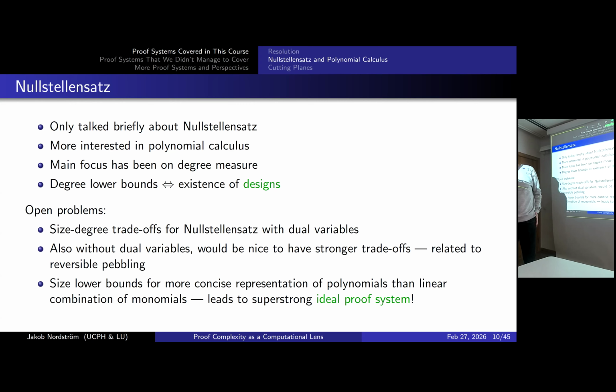We saw size degree trade-offs for Nullstellensatz, but they only worked if I didn't have dual variables. So no separate algebraic variables for x bar and y bar, so on. That's a little bit annoying. I think it would be nice to prove size degree trade-offs for Nullstellensatz with dual variables, but I think the results that we presented in class clearly cannot hold.